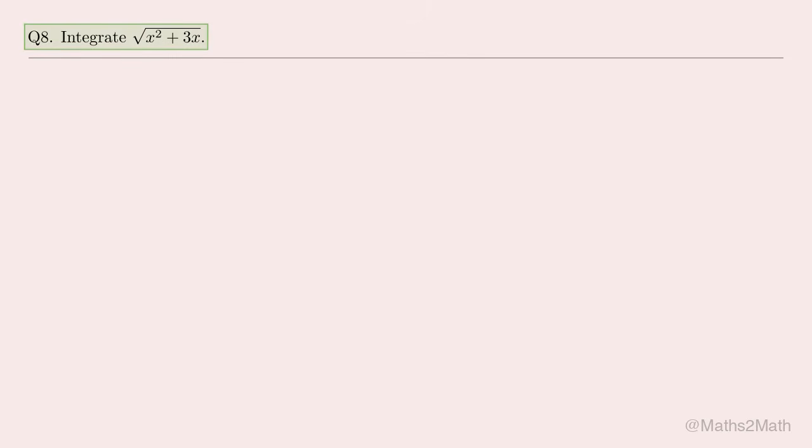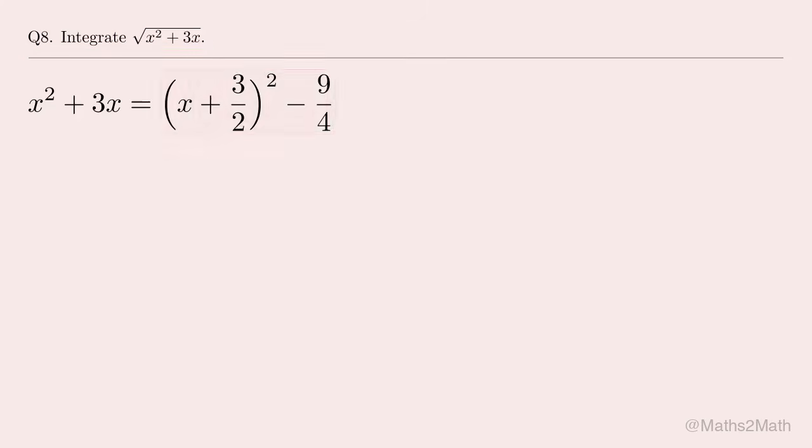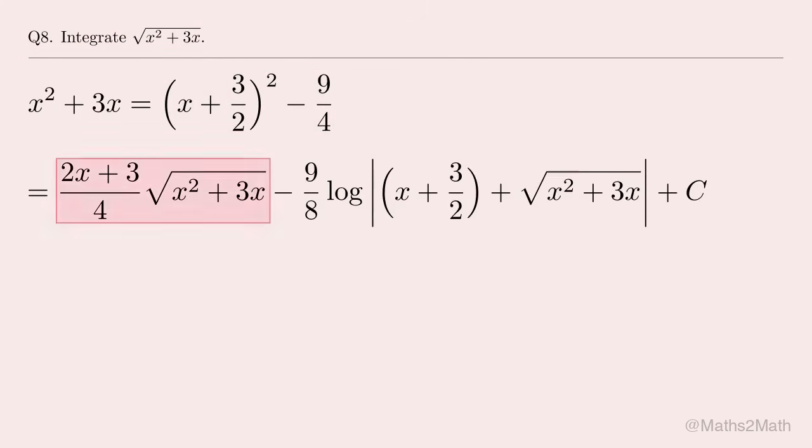Question 8. No constant term, still just complete the square. X plus 3 halves squared minus 9 quarters. Complete the minus formula with a squared 9 quarters.